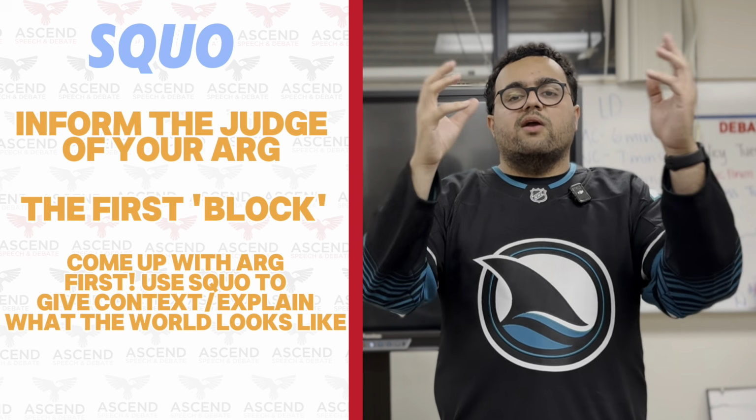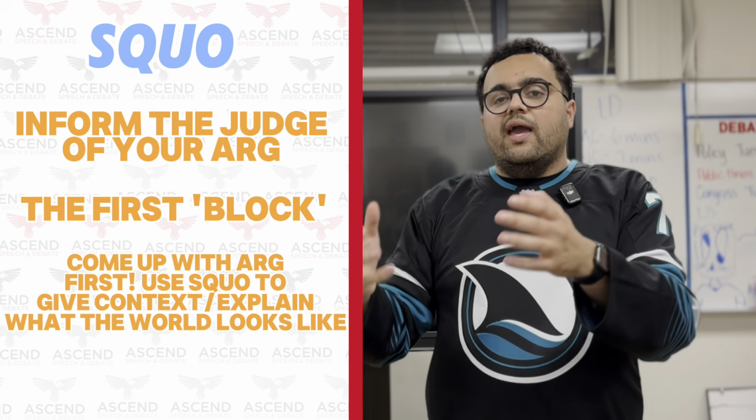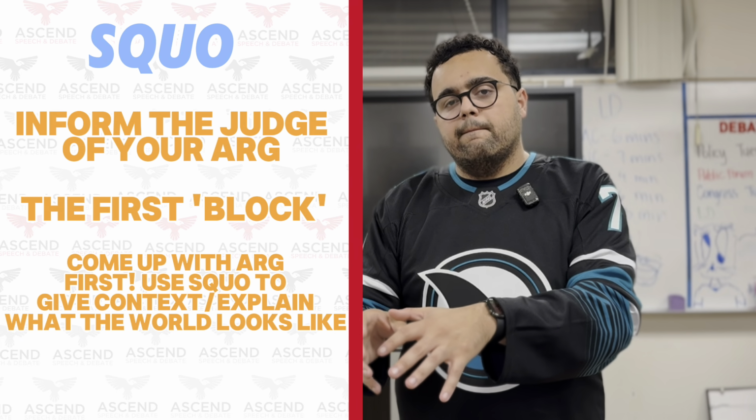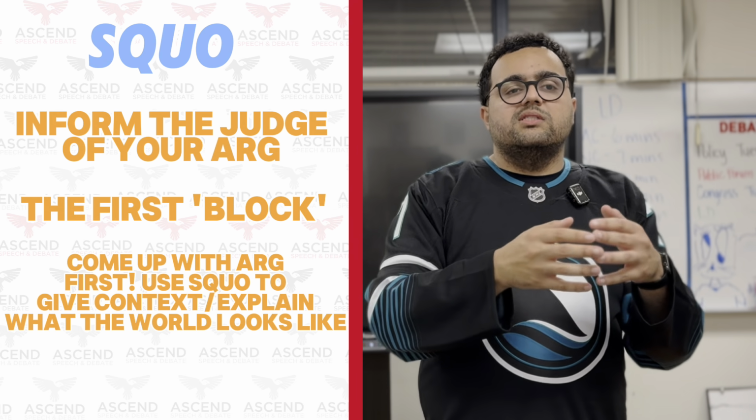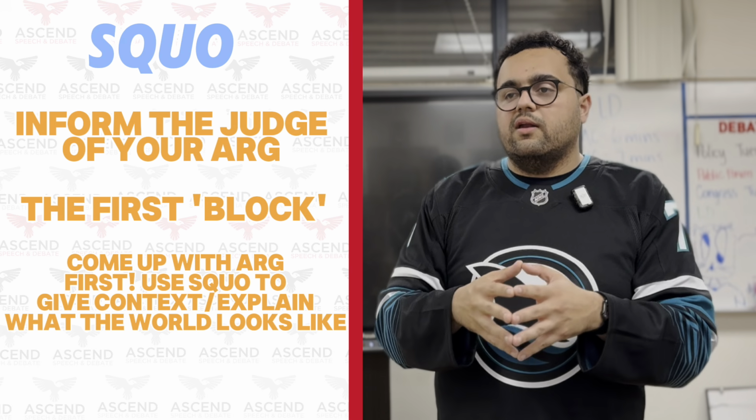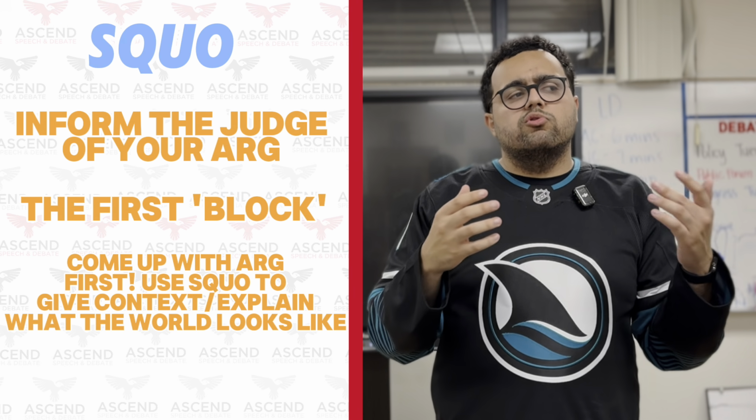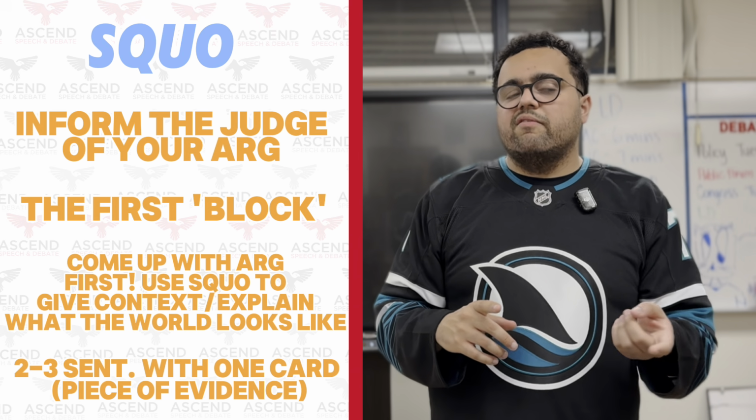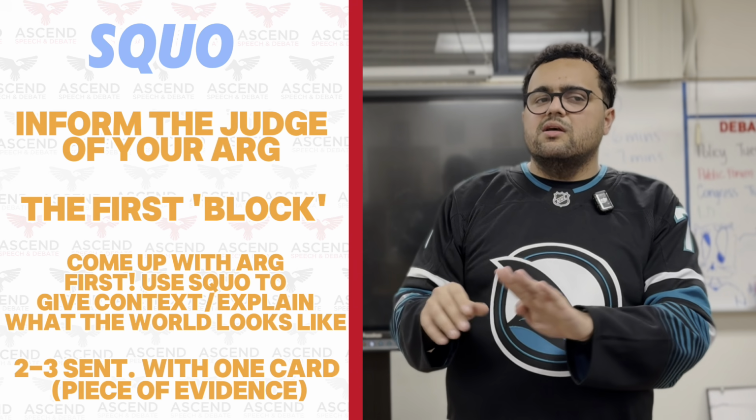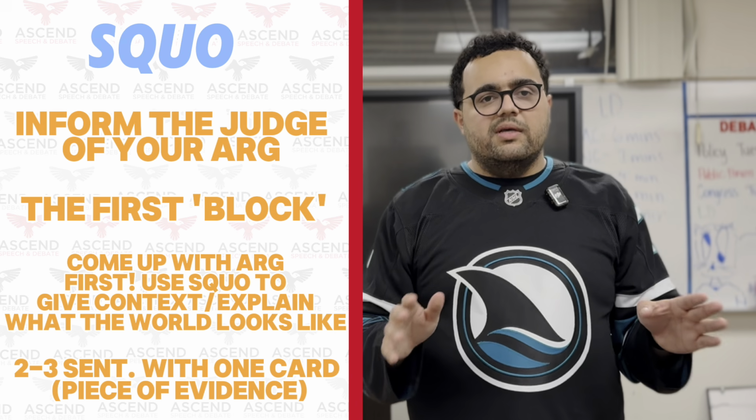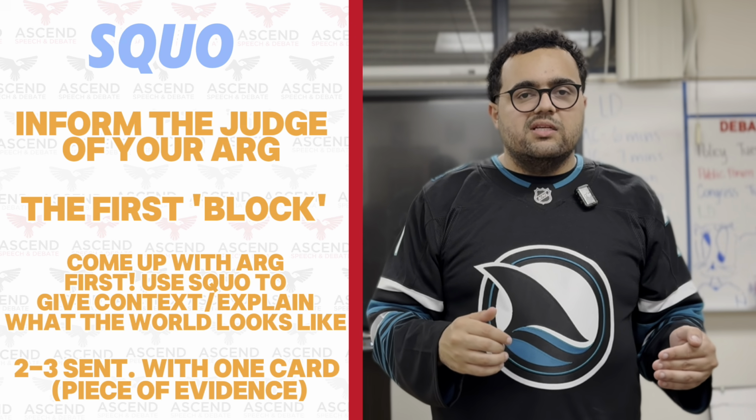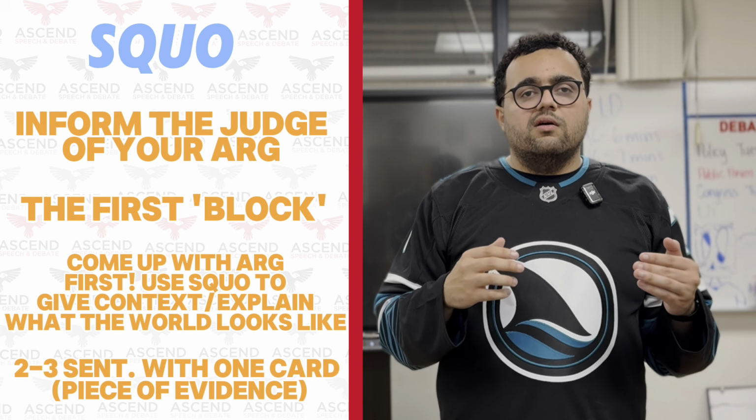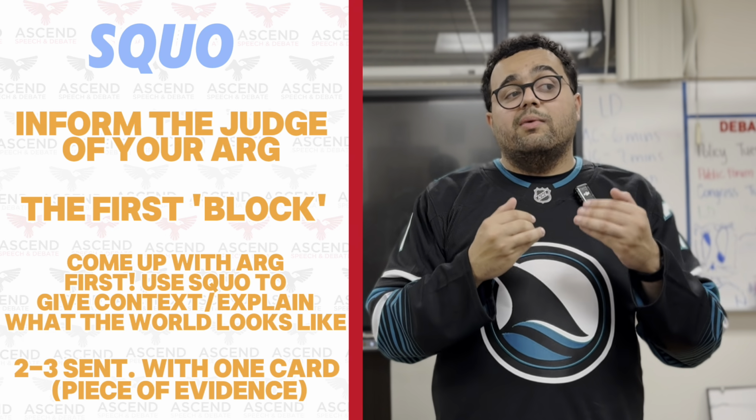You think of what is my reason to affirm or negate this piece of legislation? Then we determine what is the best status quo block to go with that. The status quo block should be three-ish sentences with hopefully just one piece of evidence, sometimes two in really extreme cases. For the most part, just one solid piece of evidence that explains the reason for your argument existing.